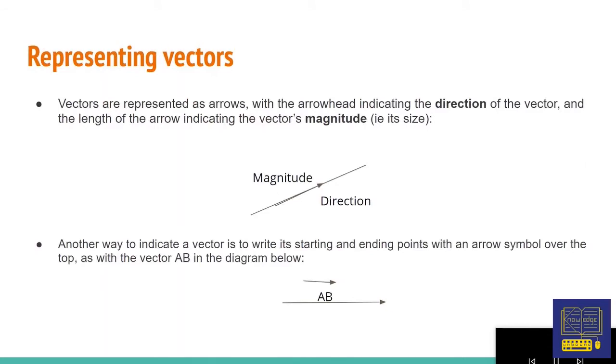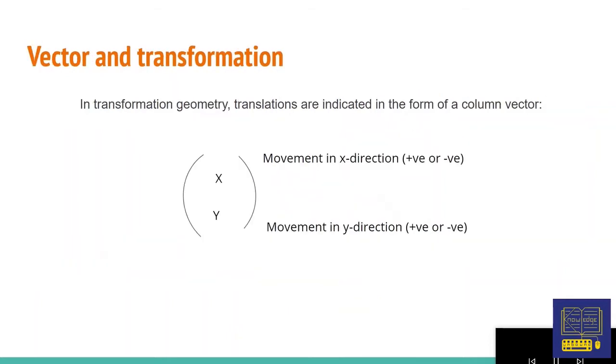Moving on to representation of vectors. Vectors are represented as arrows with the arrowhead indicating the direction of the vector and the length of the arrow indicating the vector's magnitude. Another way to indicate a vector is to write its starting and ending point with an arrow symbol over the top, as with the vector AB in the diagram below.